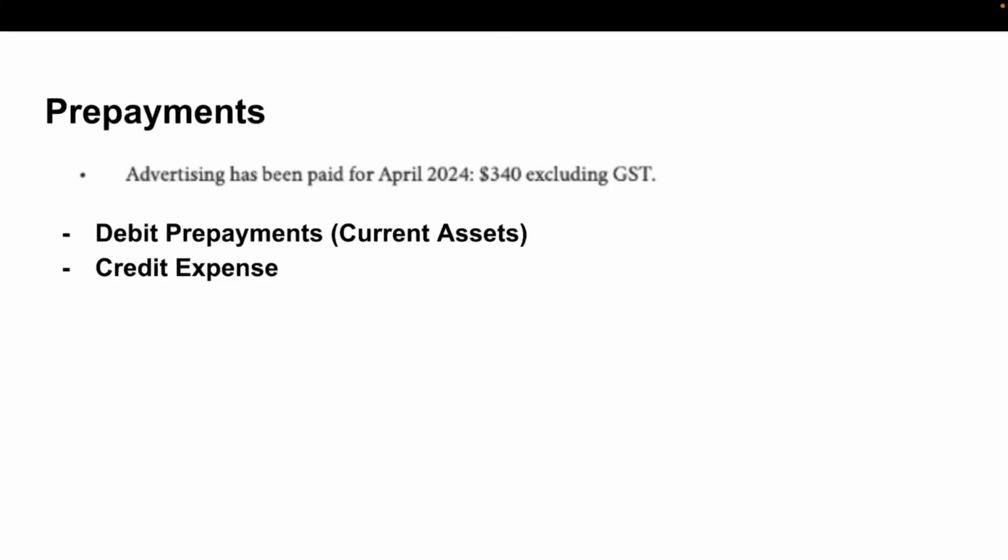It's cash, right? So we're going to debit that. And because it's an asset, it's going to be on the left-hand side. So we're going to debit prepayments to increase it. And then we're going to credit expenses.